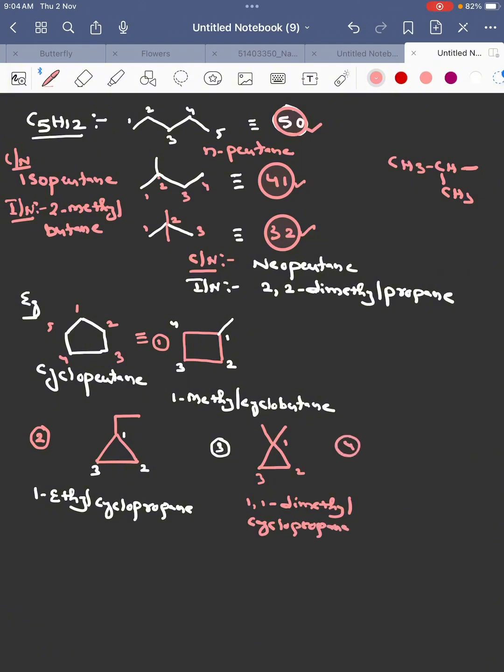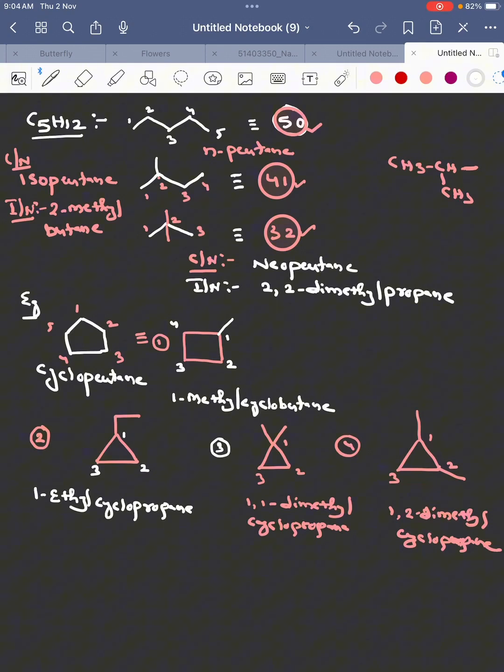What is the fourth one? I am going to change the location of the substituent. Now 1, 2, it is a 3. So 1,2-dimethylcyclopropane. And finally you write down the skeleton number. Cyclopentane has all these isomers.